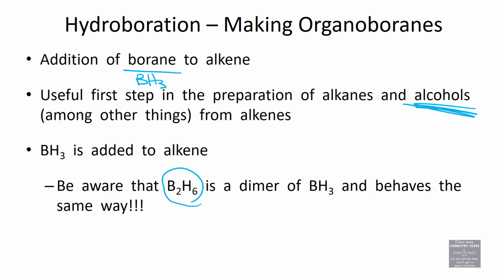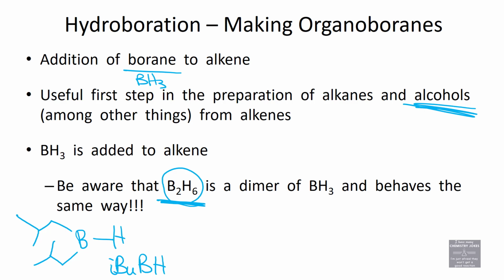B2H6 is a dimer of BH3. It reacts the same way. So even if you see an arrow that says B2H6 over it, draw the mechanism like it's BH3. Or there are other things that behave like BH3, such as a BH this thing. That's isobutyl boron. It's just a boron that has been made more bulky.